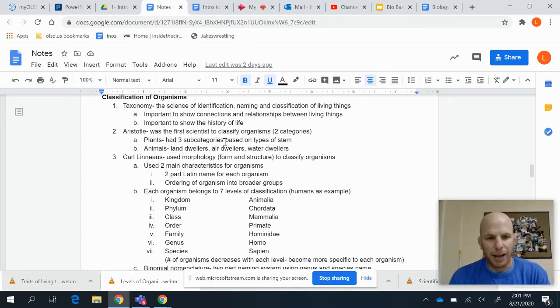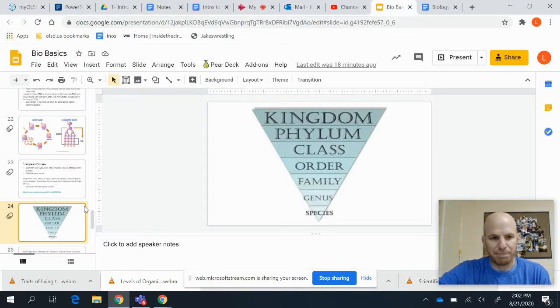Now, with what we have today, we can look at their DNA, we can look at their cells, we can look at a lot of different stuff. So Aristotle didn't really have the equipment we have now to classify these things, but he was a pioneer of taxonomy. But then this next scientist, Carl Linnaeus, actually his full name is Carolus Linnaeus, used a thing called morphology, which is basically looking at the form and structure to classify organisms. And he really got us going into determining how to name organisms. So I'm going to go back to the PowerPoint here and let's talk about it.